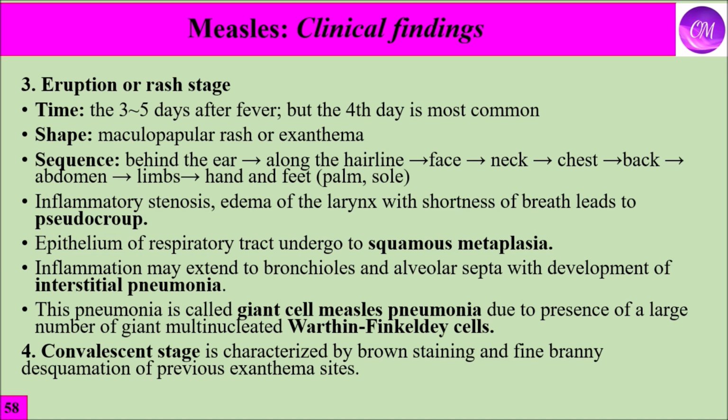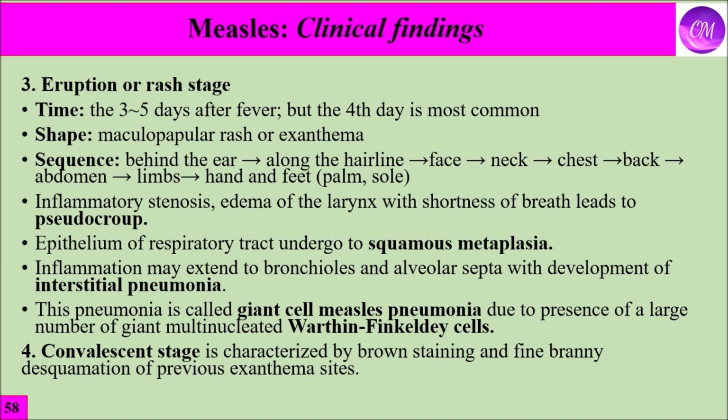The shape of the rash is maculopapular or exanthema, and how they start, the sequence of the appearance of the rash: they first start behind the ear, then along the hairline, then face, neck, chest, back, abdomen, limbs, hands, and feet. The inflammatory stenosis, edema of the larynx with shortness of breath leads to pseudocroup.